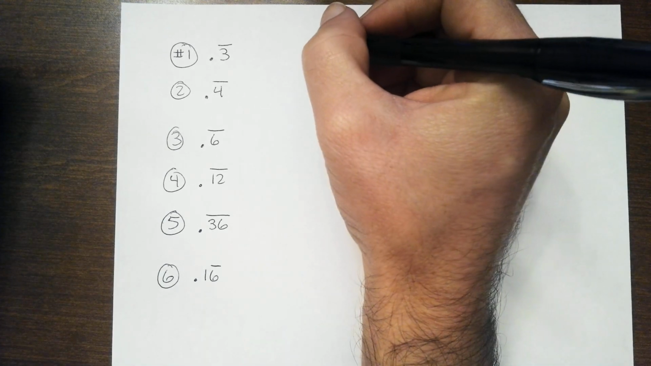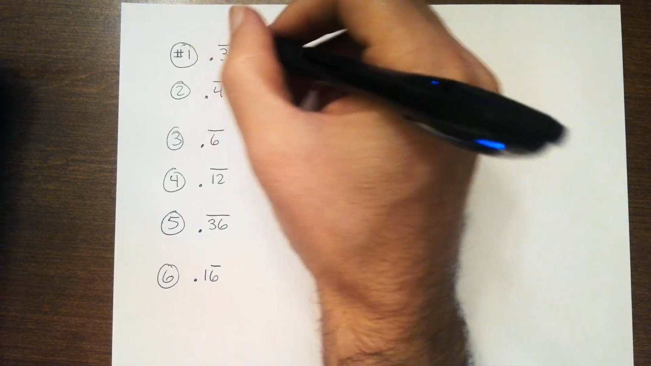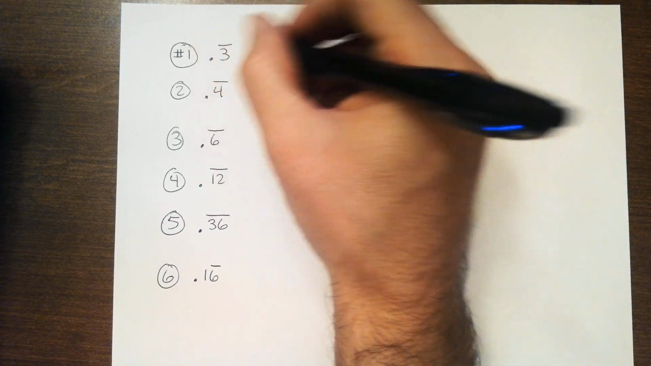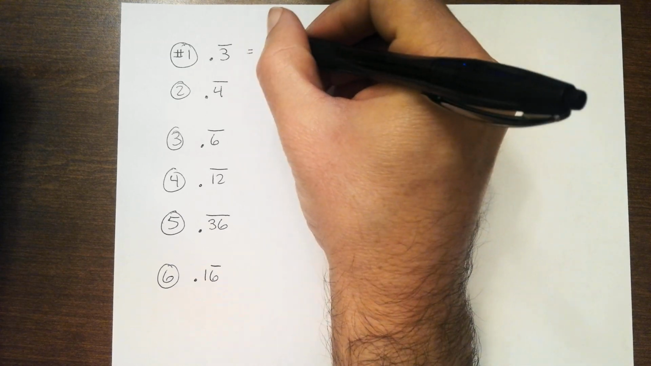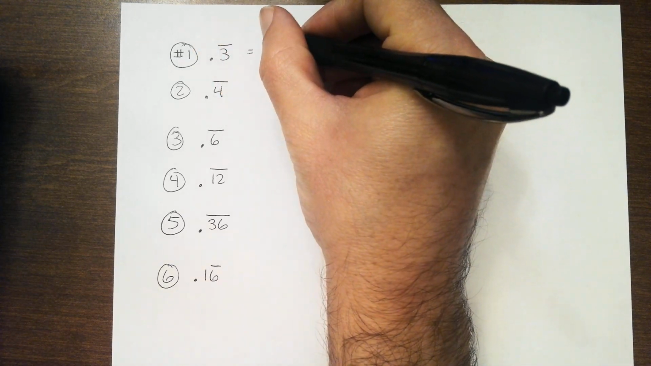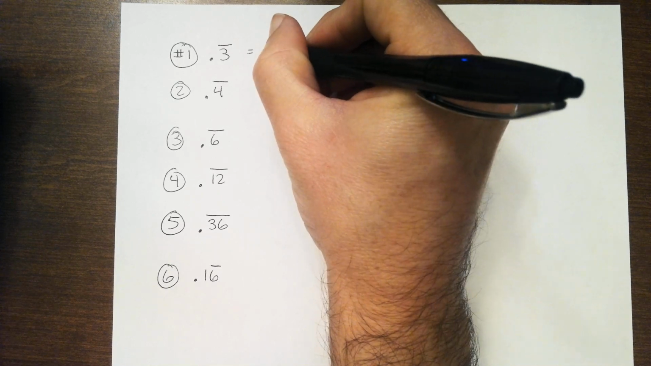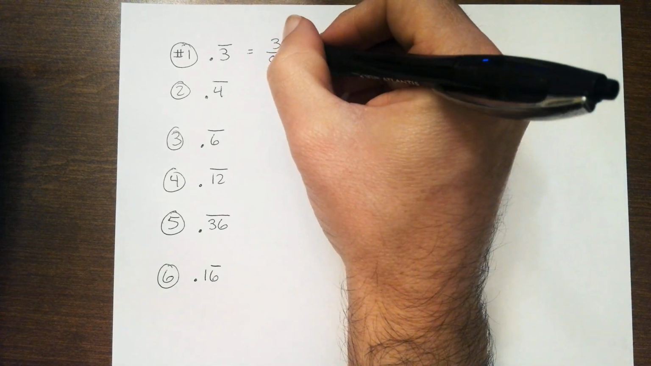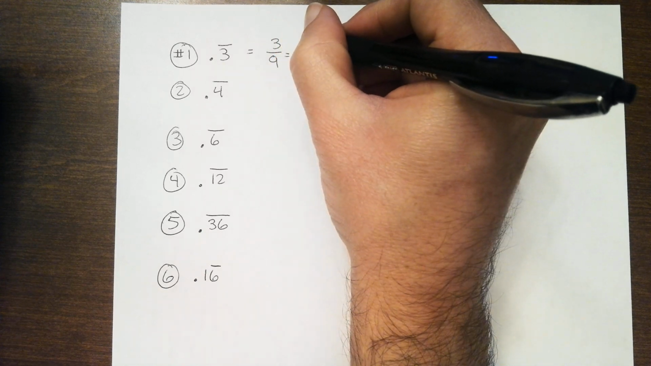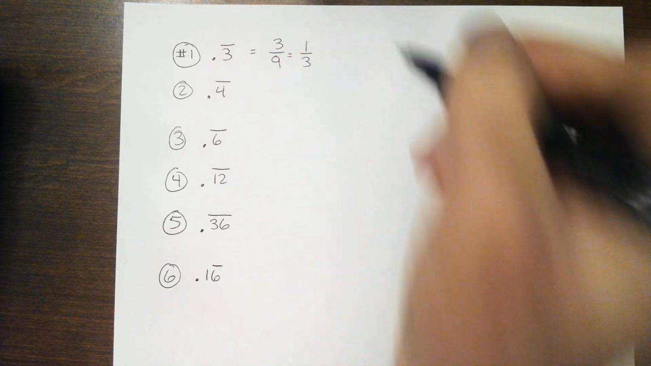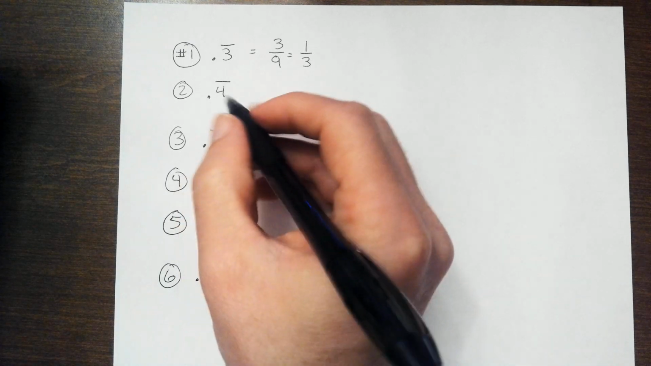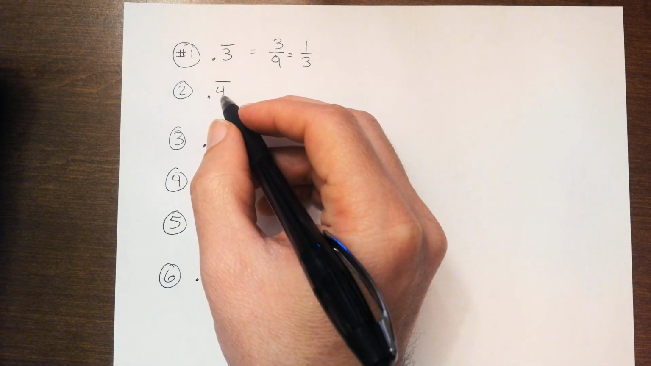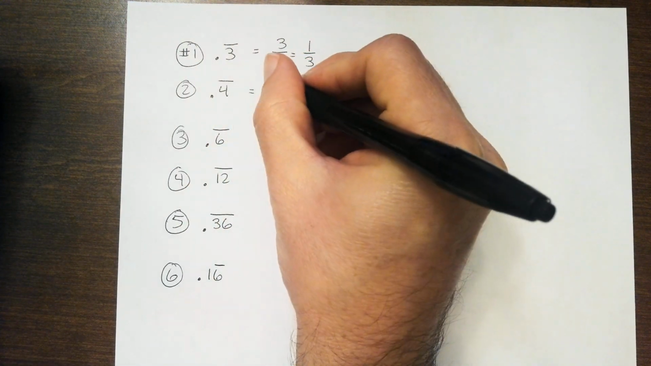So here's the thing. If your first digit is repeating, so this is 0.3 repeating, what you can do is place that repeating digit over 9. If you need to simplify, as I noticed 3 over 9 can be simplified by 3, you do so. So again, if the first digit repeats, you can place that over a 9.